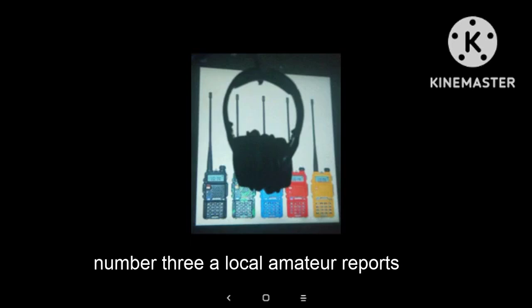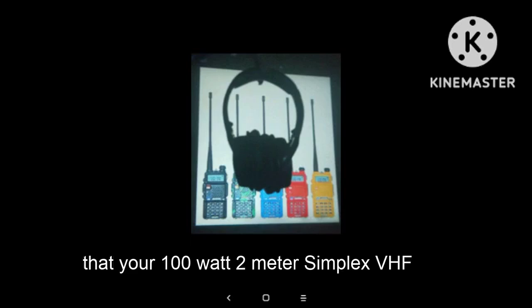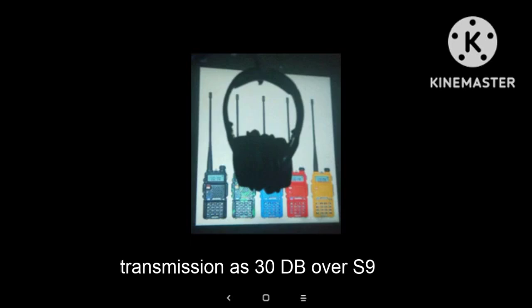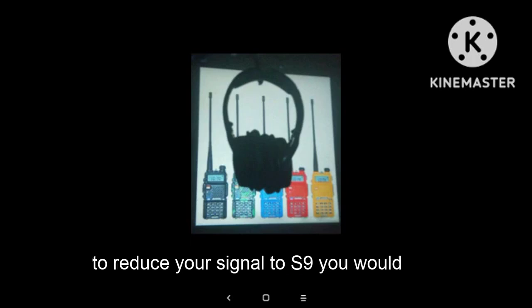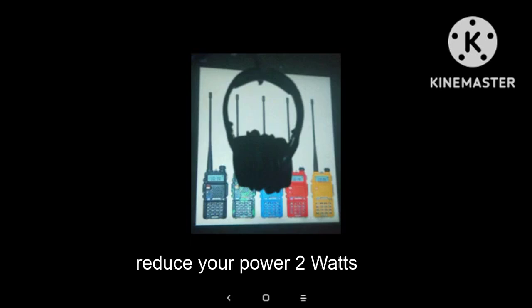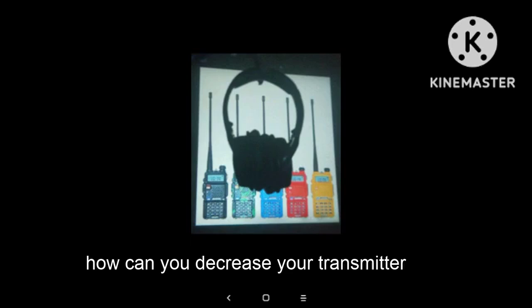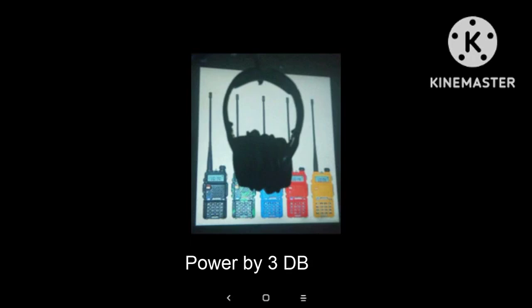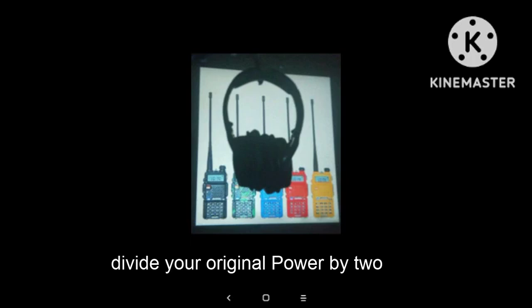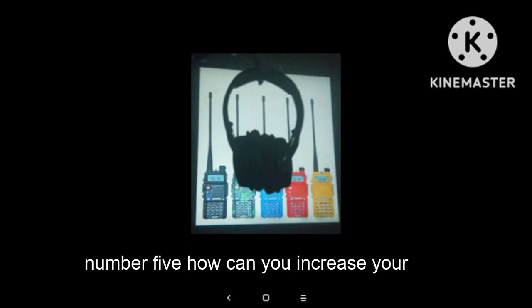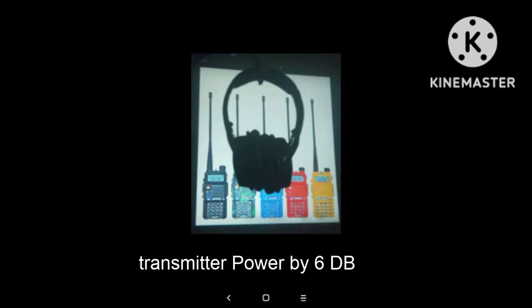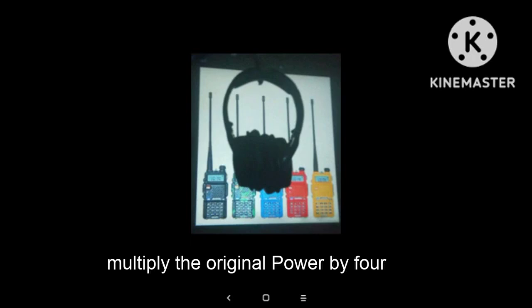Number 3. A local amateur reports that your 100-watt 2-meter simplex VHF transmission is 30 dB over S9. To reduce your signal to S9, you would reduce your power to 100 milliwatts. Number 4. How can you decrease your transmitter power by 3 dB? Divide your original power by 2. Number 5. How can you increase your transmitter power by 6 dB? Multiply the original power by 4.